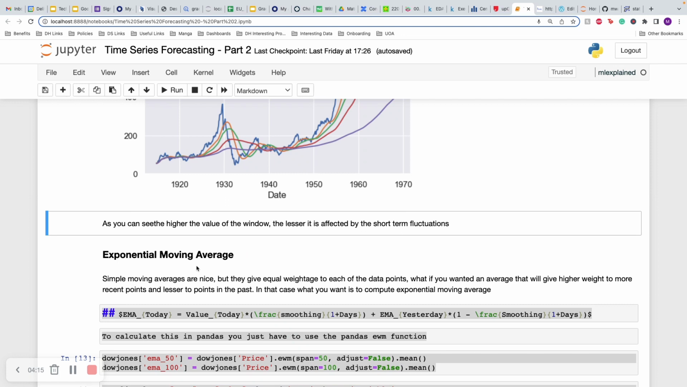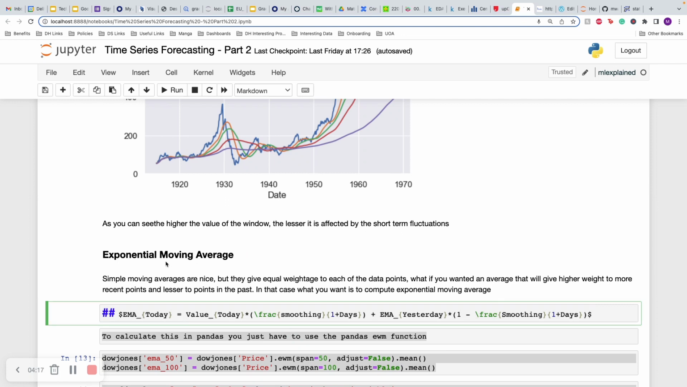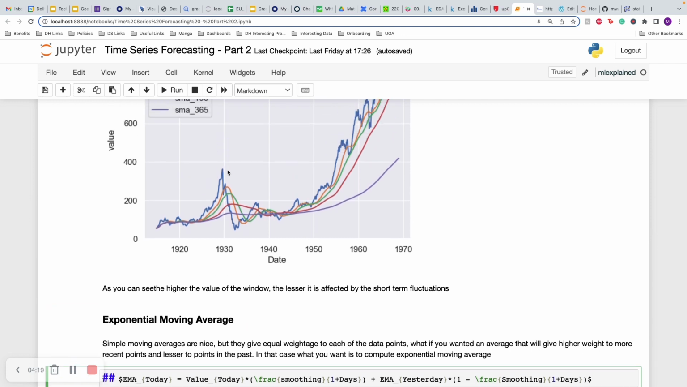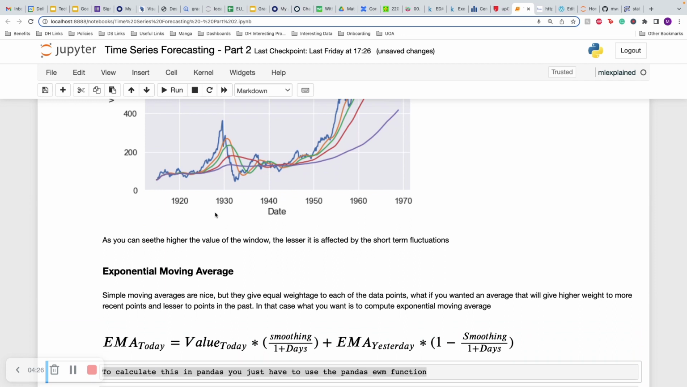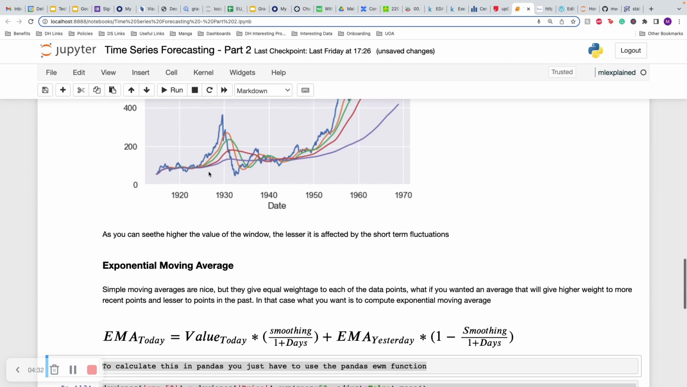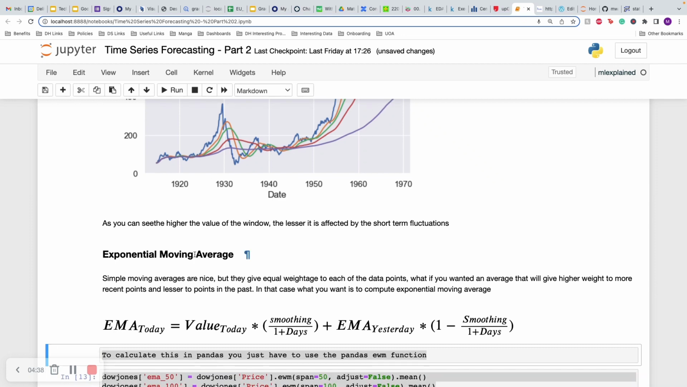But what if you want to give more weight to the recent data points, right? Because one of the drawbacks of the simple moving average is that it gives equal weightage to all the points. And what if you want to calculate a moving average which gives more weightage to more recent points? In that case, what you will do is calculate what is known as the exponential moving average.